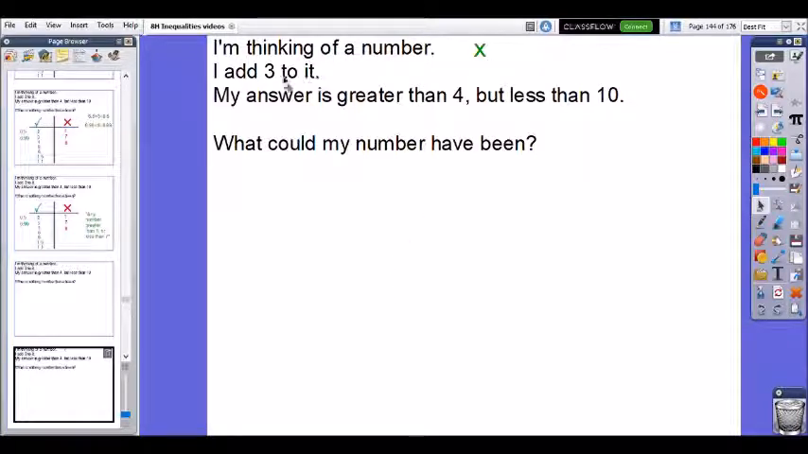If I add 3 to it, what would I have? Well, I would have x add 3. X add 3 is greater than 4, so I'm going to write that down. So x plus 3 is greater than 4, but it's also less than 10.